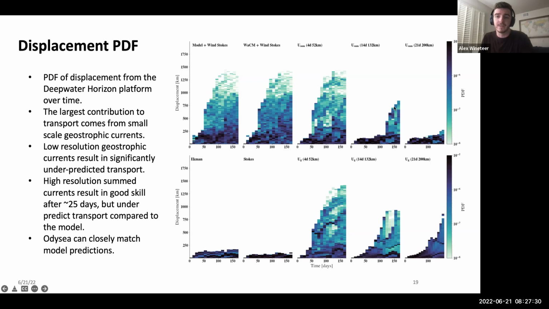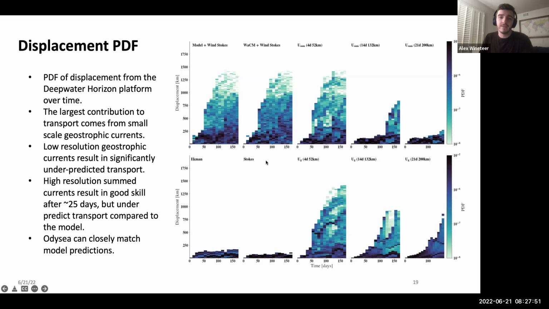And that's what we saw on the previous slide, with all those particles kind of just sitting at the oil platform. We see even at 100 days, we're missing a huge amount of displacement in the displacement PDF. And if we go to the even lower resolution geostrophic currents, the effect is even more pronounced.